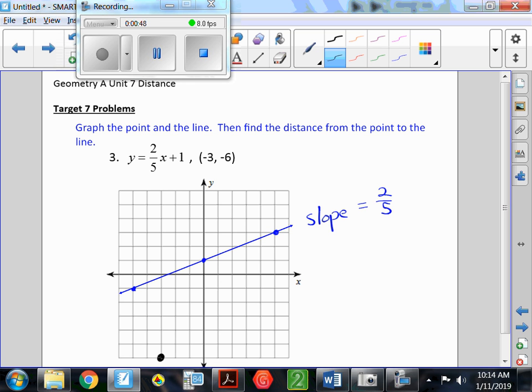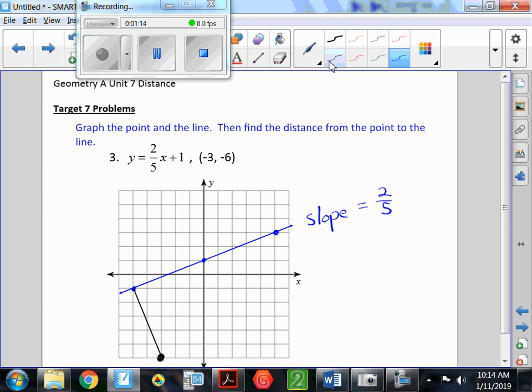The reason I need to know the slope of the given line, in this case the blue line, is because in order to find the distance from a point to a line, I need to measure it as a perpendicular distance. Because I could find the length straight up to the line, I could go at an angle, and so the shortest distance, which is the distance, is always going to be a perpendicular line.